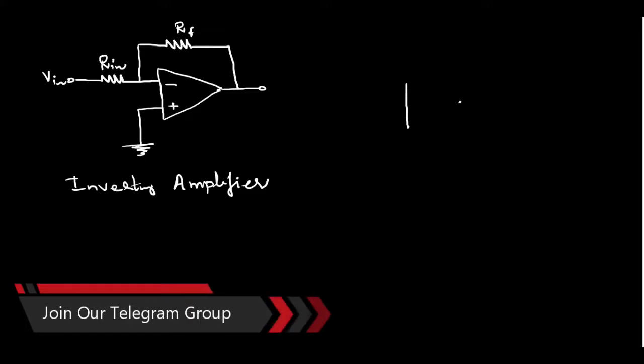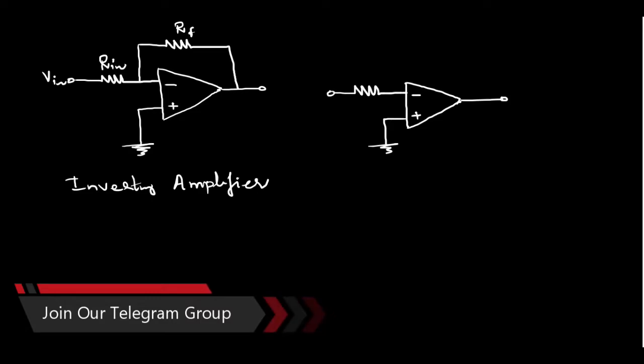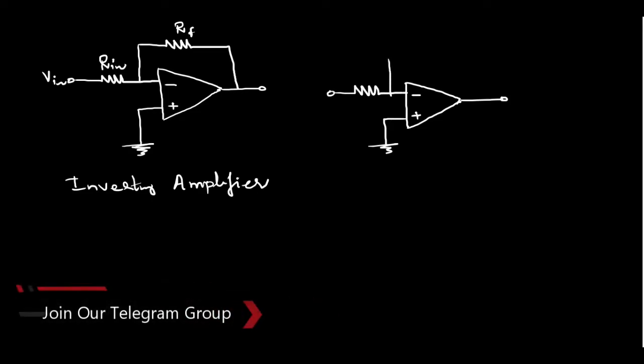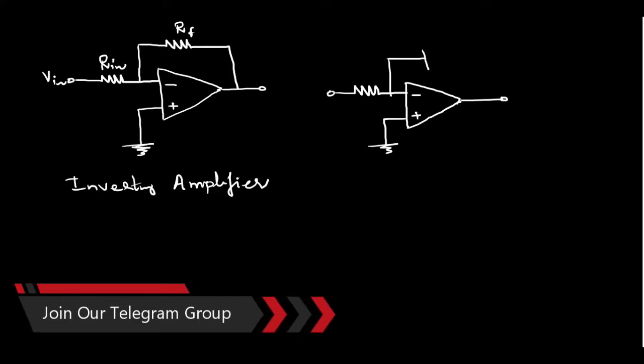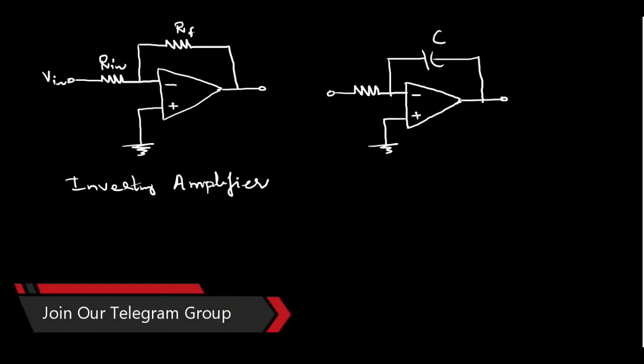let me draw it once more so that we will get used to the circuit. So if you know how to draw an inverting amplifier circuit, then an integrator circuit is very simple for you. If you replace the feedback resistor with a capacitor, the circuit becomes an integrator circuit. That means this circuit does the integration.